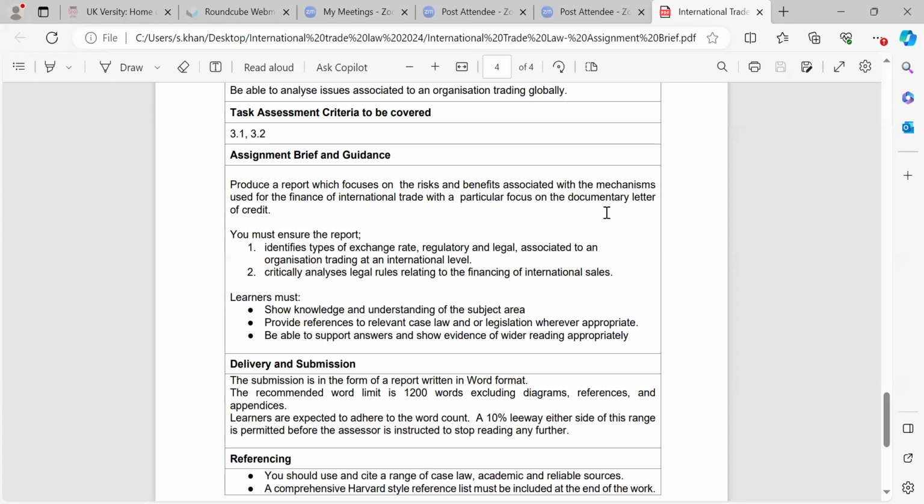Learners must ensure that they show knowledge and understanding of the subject area, that you're able to provide references to relevant case law and or legislation wherever possible and appropriate, and be able to support your answers and show evidence of wider reading appropriately. And the wider reading is the additional reading that we've given you so that you could look at in regards to the learning outcome 3.